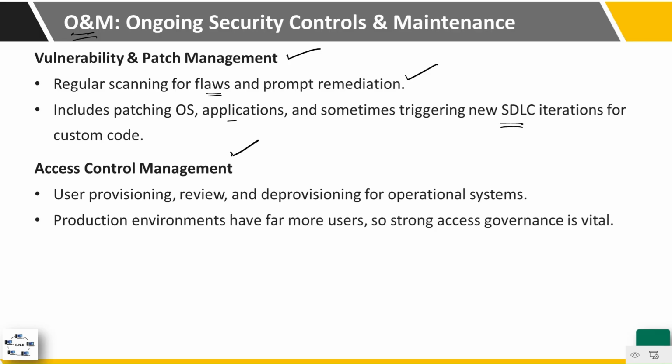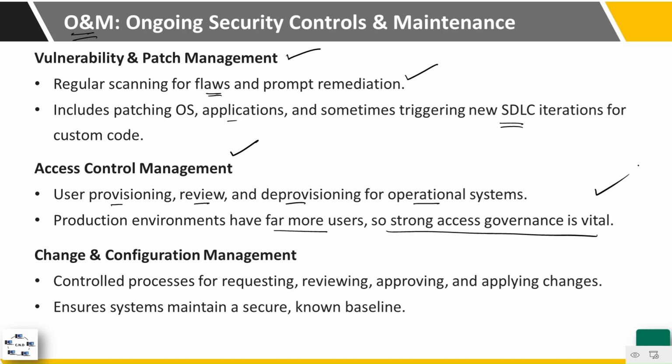Then we have access control management. This includes user provisioning, review, and deprovisioning for the operational systems. And the production environments have far more users, so strong access governance is vital. Then we have change and configuration management, which includes controlled processes for requesting, reviewing, approving, and applying changes. And this ensures that systems maintain a secure and known baseline.